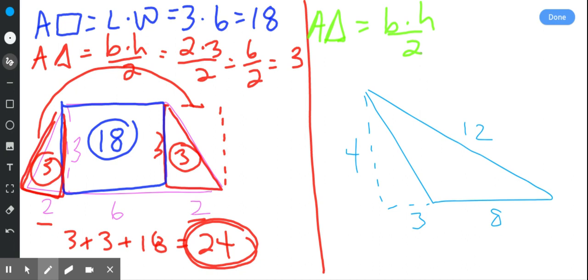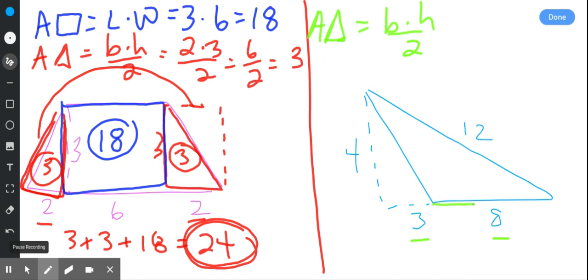Okay, but now I'm looking at this triangle. I'm trying to think, what is my base and what is my height? Now you're probably looking at this and saying, well, what is my base? Because I see a couple numbers here at the bottom. I have an 8 and I have a 3. And in the last example, we added the two of them together to find the total base of my triangle.